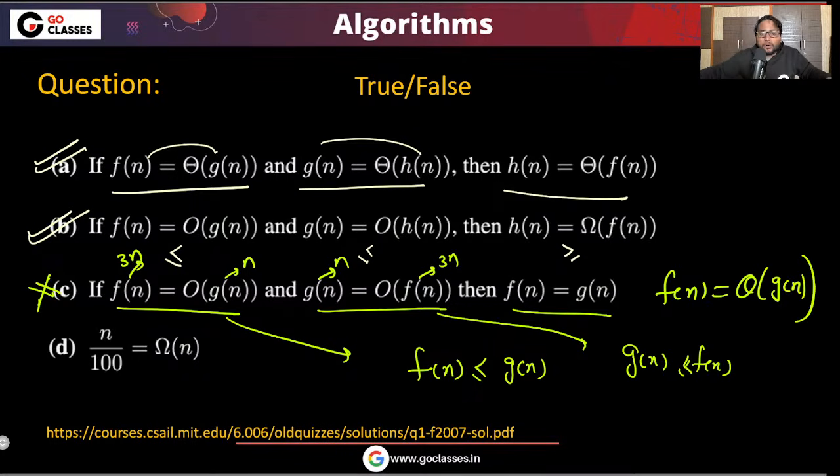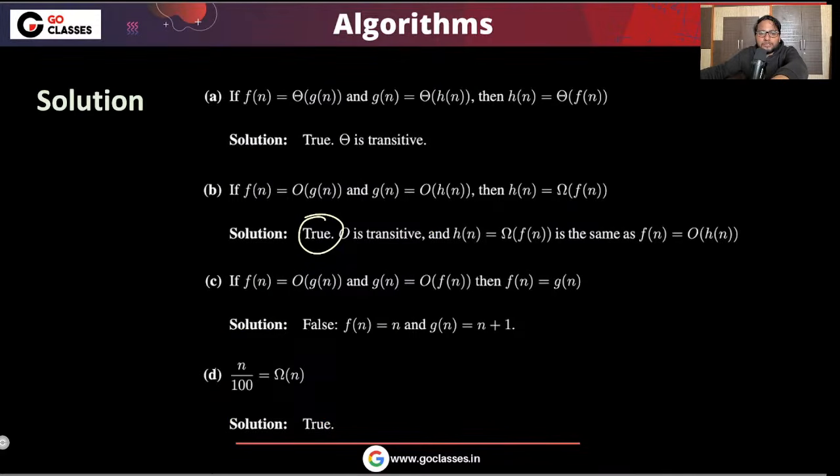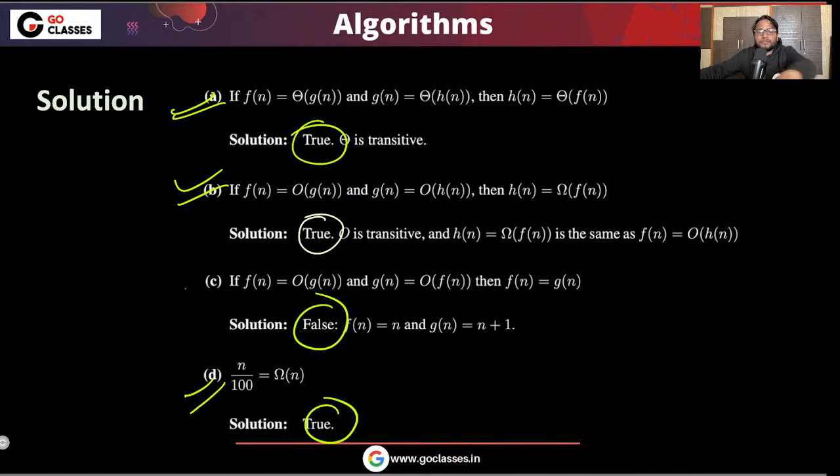Okay. What about this? This constant you can definitely ignore. Yeah, this relation is theta. So if this is theta, then big O and big omega both are possible. So D is also a correct answer. So I think A, B, D are the correct answers. So this is true, this is false, this is true, right? So A, B, and D. This is false. Okay, understood?